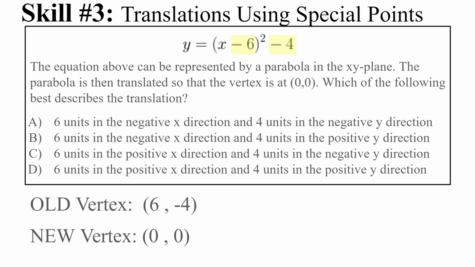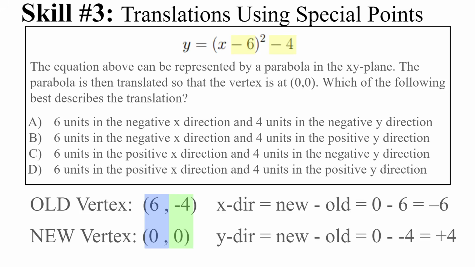To figure out the shift, there's a bunch of ways you could think about this, but you could do new minus old. So for the x direction, I'm going to do new minus old. So 0 minus 6, which gives me -6. So we're going to go 6 in the negative x direction. And in the y direction, new minus old, 0 minus -4. So that's 0 plus 4, which is 4. So that's 4 in the positive y direction, which gives us answer choice B.